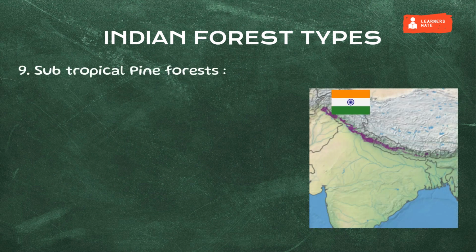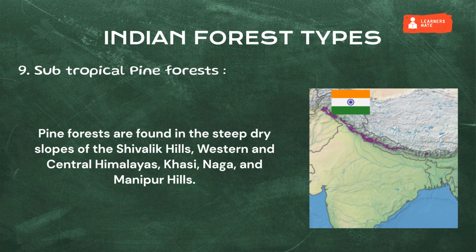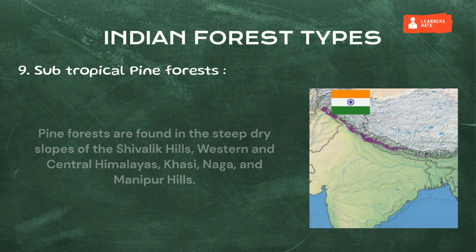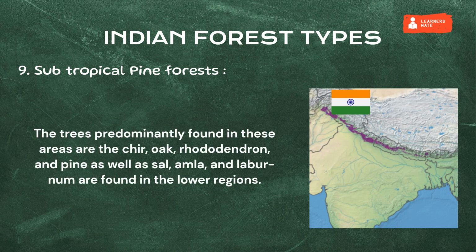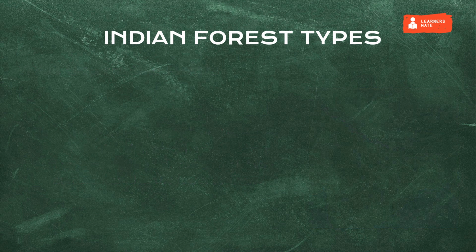Subtropical pine forest. Pine forests are found on the steep, dry slopes of Shivalik Hills, Western and Central Himalaya, Khasi, Naga and Manipur Hills. The trees predominantly found in those areas are chir, oak, rhododendron and pine, as well as dhal, alum and laburnum in the lower region.